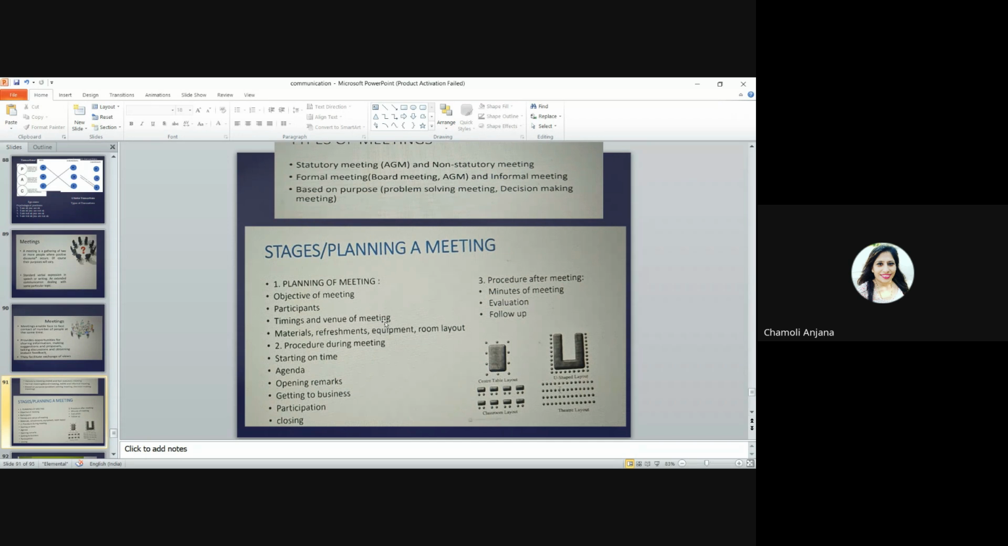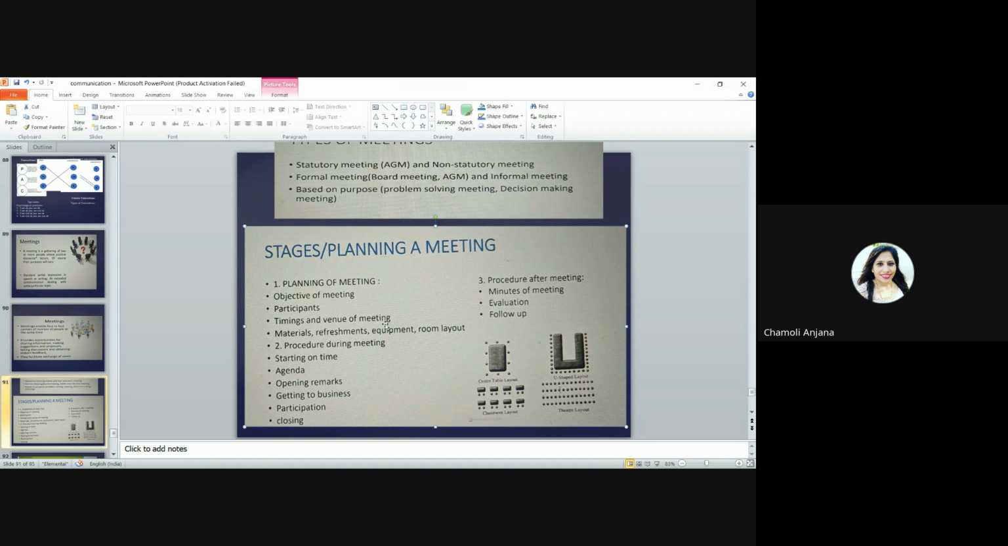Then material, refreshment, equipment, and room layout. Materials in the sense, any handouts to be given to the participants of the meeting. Maybe if you are discussing the sales pattern, how was the sales pattern for the last 5 years? Then the sales data, the graphs, the details, everything has to be given to the participants. Only then they can discuss, right? So that handout also has to be given to the participants. Then refreshments.